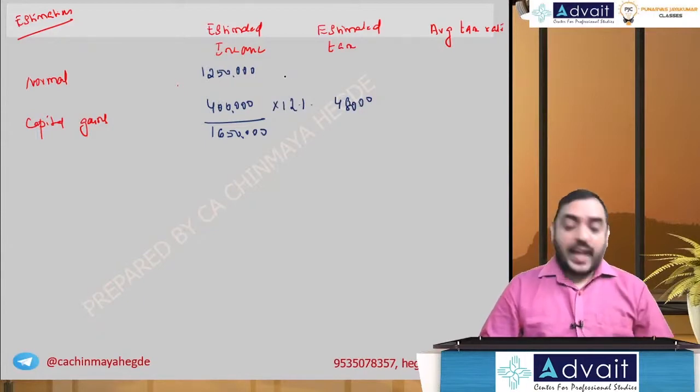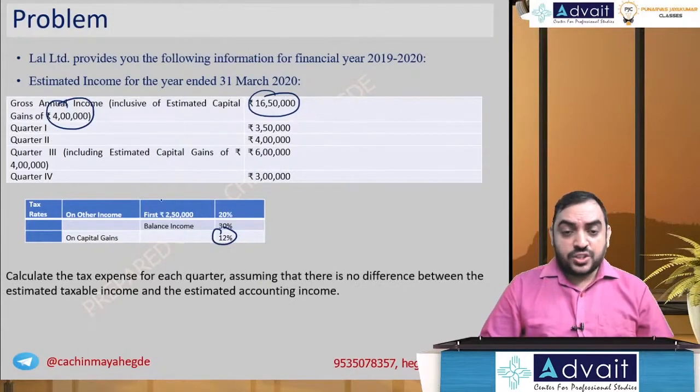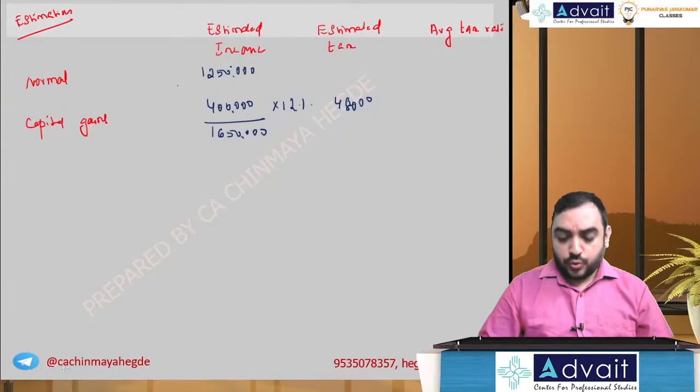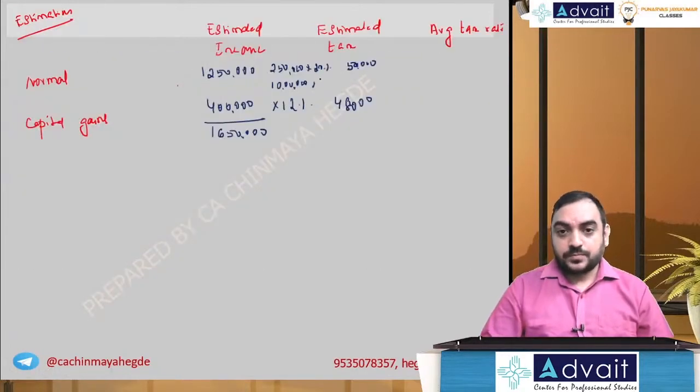On estimated tax on 12 lakh 50,000, we have a slab rate. Like first 2 lakh 50,000, then balance income. So 2 lakh 50 into 20%, 50,000. Then balance 10 lakh, right? Balance 10 lakh into 30%, which is 3 lakh.